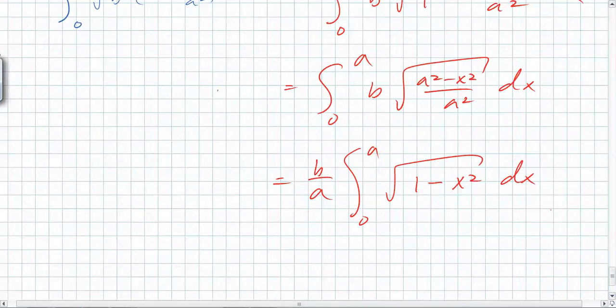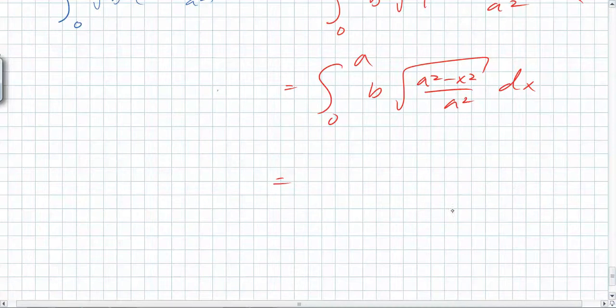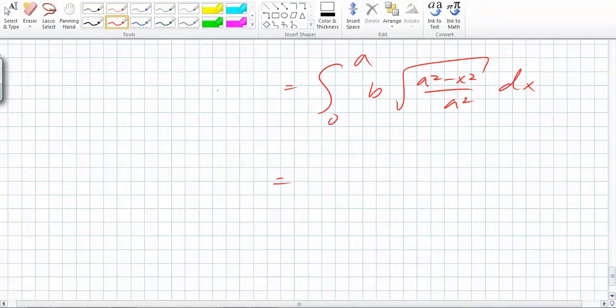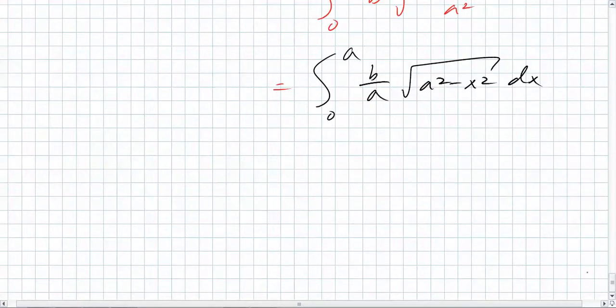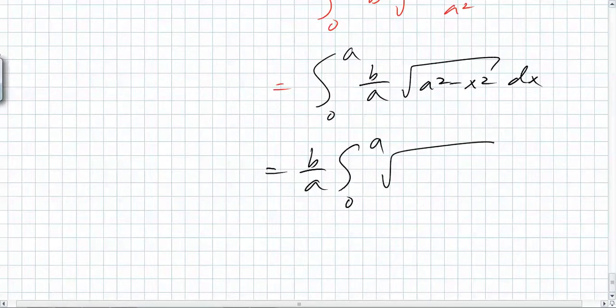No? We have to be real careful here, right? No, it's okay. Hold on. So what did you end up with? 0 to A, b over a, thank you. B over a times what? A squared minus x squared. So you have b over a, integral from 0 to A of this, like that.